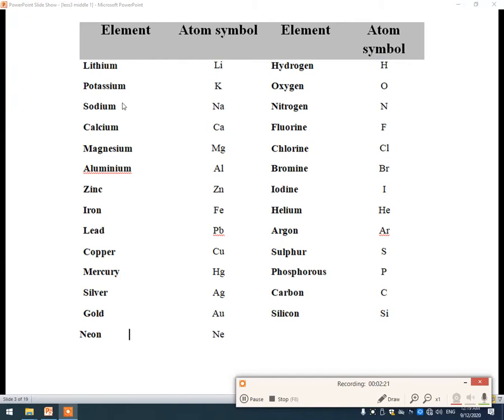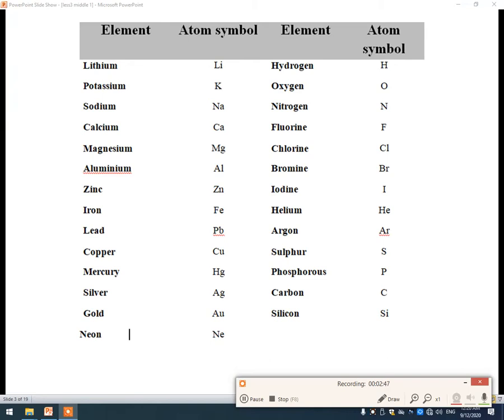The next example is potassium. Here, the potassium symbol is not PO. Why? Because potassium has a Latin name, which is kalium. So in this case, the symbol will be only a capital K, which comes from the Latin name kalium.